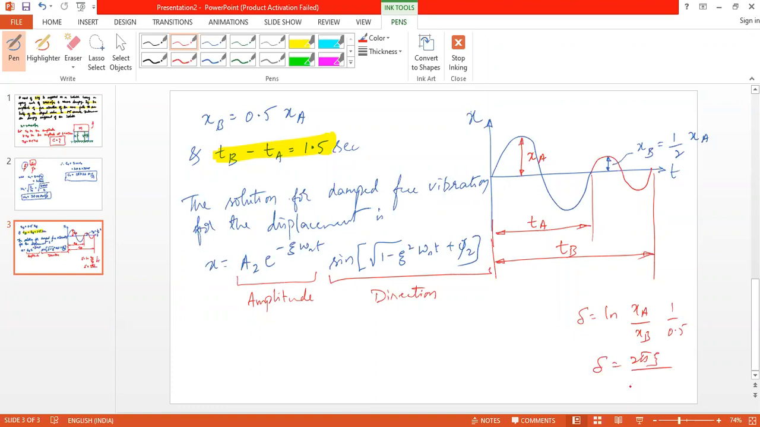2 pi zeta by square root of 1 minus zeta square. Then we can find zeta. We will do that in the alternate method, we will do that next. But then we will compare what happens there.